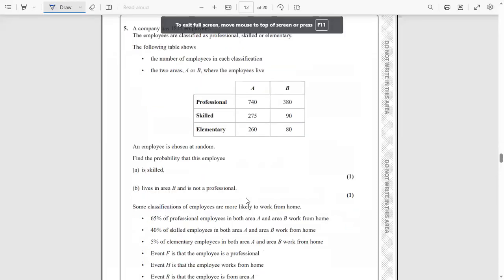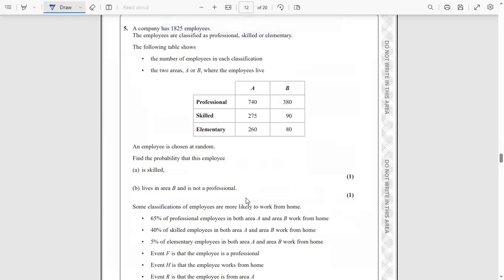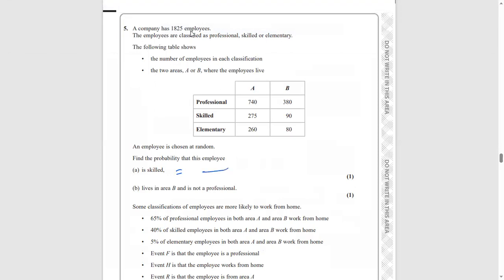Right, so the probability that this employee is skilled is the number of skilled employees out of the total number of employees. So in total, how many employees do we have? We've got 1,825 employees in total, so it's going to be out of 1,825. And then how many skilled employees do we have? 275 plus 90, that's going to be 365. So that'd be the answer to question 1.